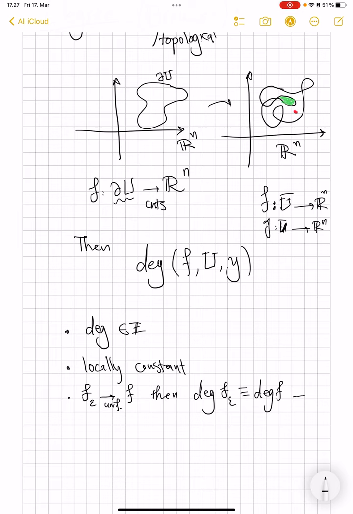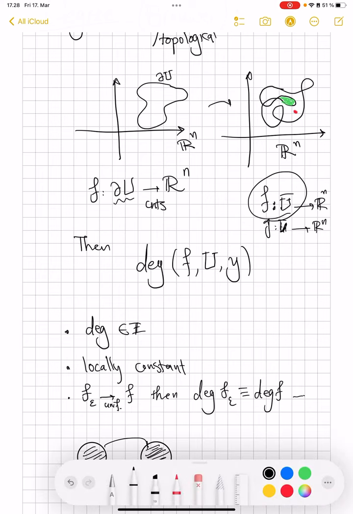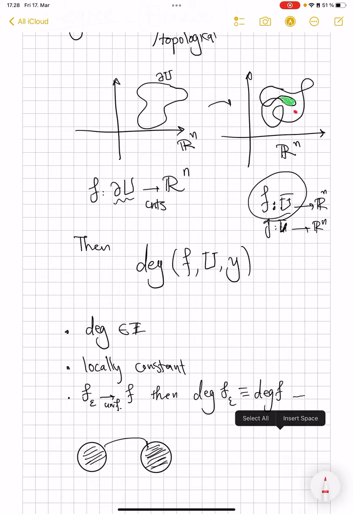And this degree can be used to prove the Brouwer fixed point theorem, because you take a map from the circle to this, you take the identity map, and then I said that if you have any other continuous function from the interior to the interior, if you can extend this to the inside, the degrees must be equal. In particular, every point here will have degree 1.